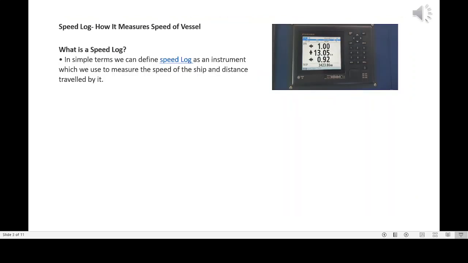Speed log. How it measures speed of vessel. What is a speed log? In simple terms, we can define speed log as an instrument which we use to measure the speed of the ship and distance traveled by it.